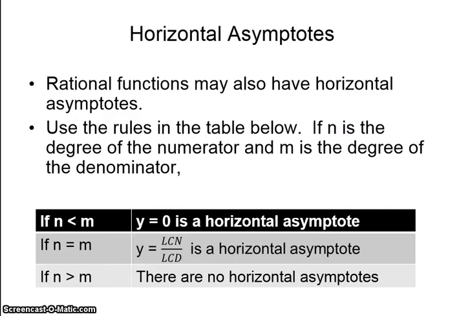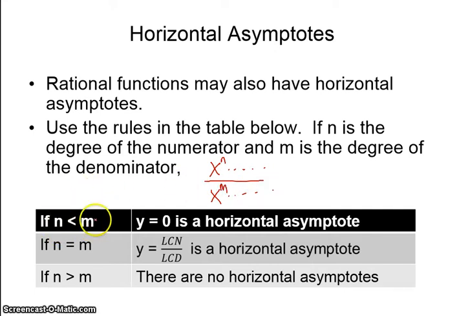The other type of asymptote is a horizontal asymptote. Sometimes your rational functions have those as well. These are your rules to follow, where n is the degree of the numerator. So you might have x to the n, who knows what else, and on the bottom, x to the m. And we're looking for that highest number for the top and bottom.